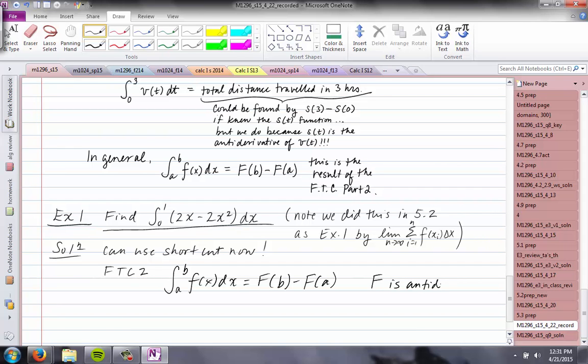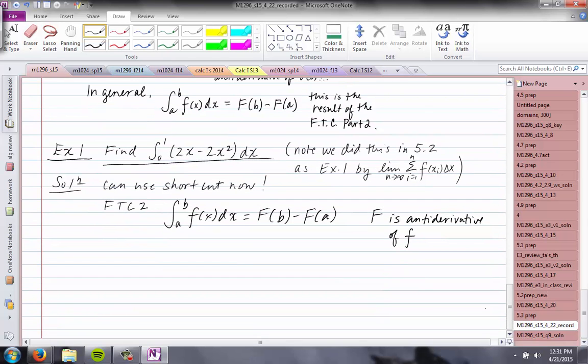So I'm just going to write in here that big F is the antiderivative of little f. Okay, so let's write this out. Integral from 0 to 1, and then I have parentheses around this. That's just another thing to learn about integrals, that if you have more than one term, you should put parentheses around it there.